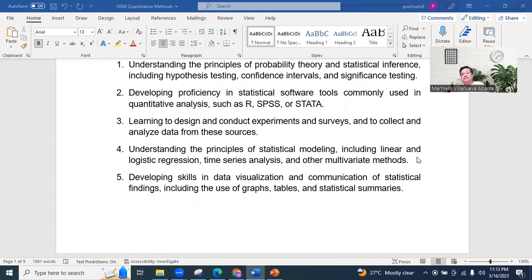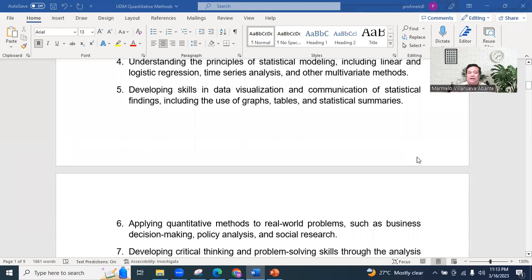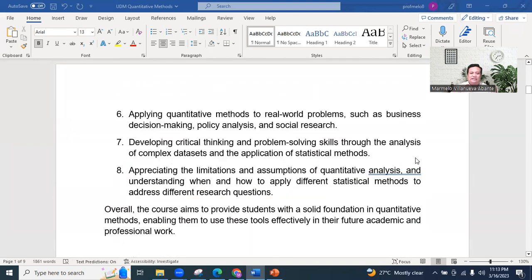Understand the principles of statistical modeling, including linear and logistic regression, time series analysis, and other multivariate methods. Developing skills in data visualization and communication of statistical findings, including the use of graphs, tables, and statistical summaries. Apply quantitative methods to real-world problems such as business decision-making, policy analysis, and social research. Developing critical thinking and problem-solving skills through the analysis of complex data sets and the application of statistical methods.